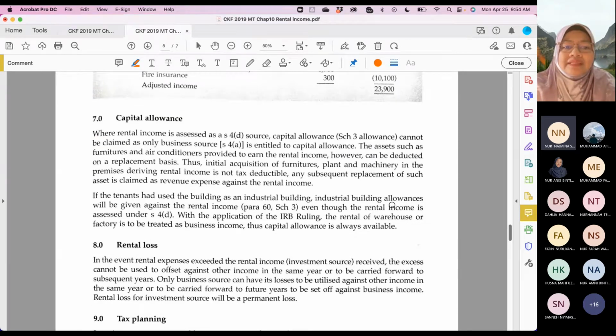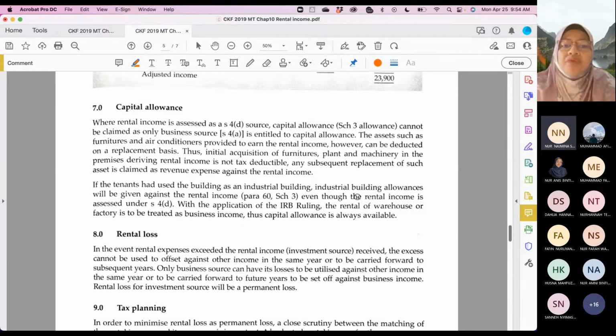Capital allowance. Remember that section 4A income is entitled to capital allowance. So you claim capital allowance, so you have to compute. Now remember that if you incur expenditure related to fixed assets, for example the aircon, the fan, the lighting, the cabinet, all these expenditures are capital expenditure, so you cannot claim them as a deductible expense. But you can claim capital allowance on that, provided that the income is assessed under section 4A.